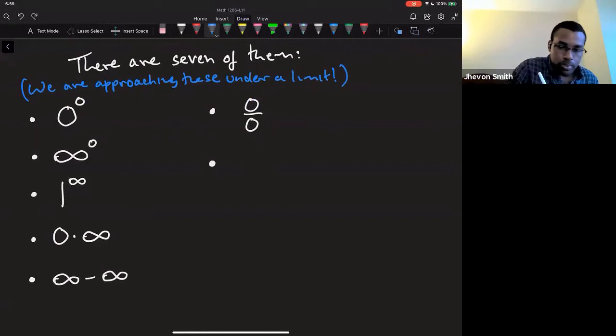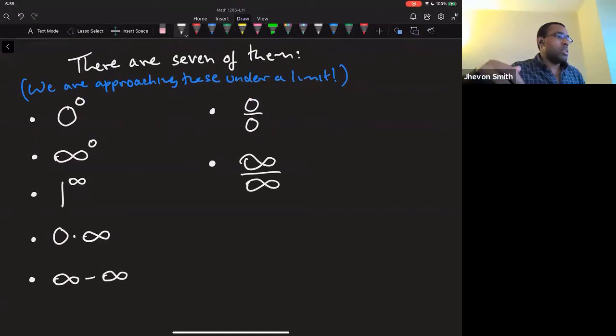For the same reason, the top infinity could be bigger than the bottom one, in which case the answer is infinity. The bottom infinity could be bigger, in which case the answer would be zero, or they could be very close, in which case the answer could be a number, or it could also not exist, which is another possibility.